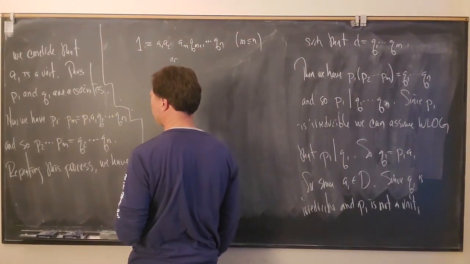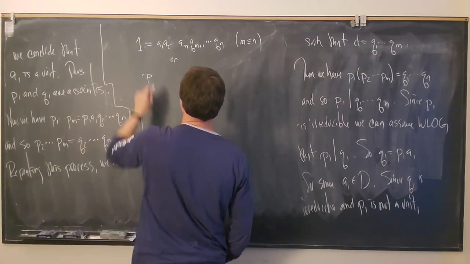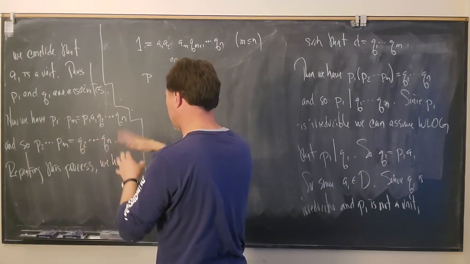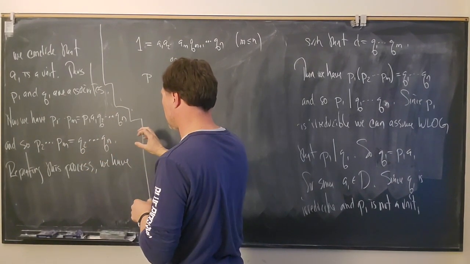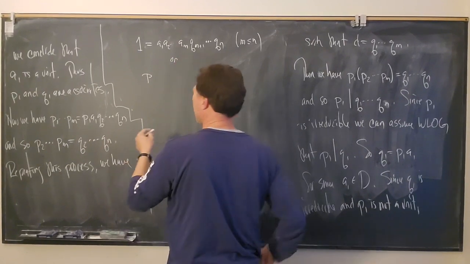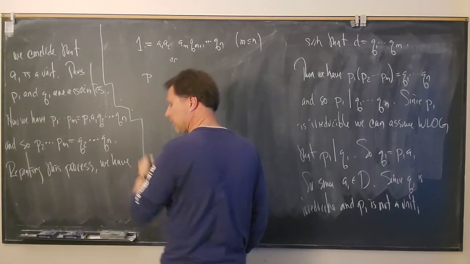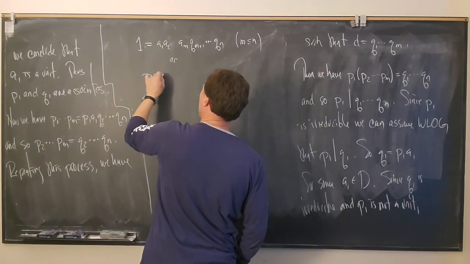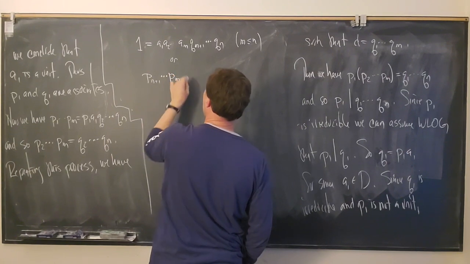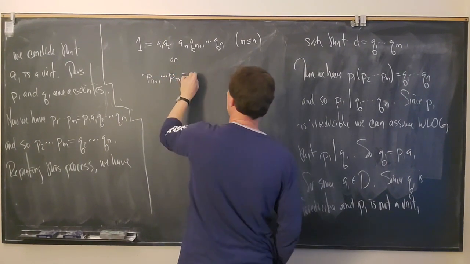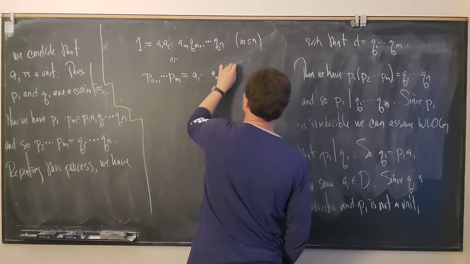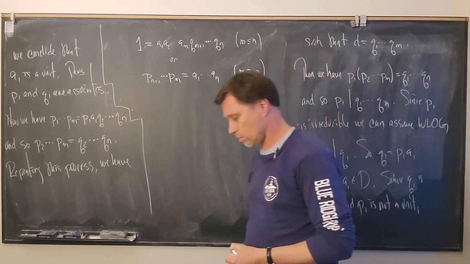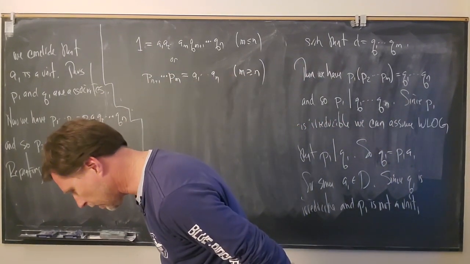Or if we canceled off all the Q's, we would have P. Or if we cancel off when we run out of Q's, then we'll have just A's, A1 through AM, I think. So P, what's my index here? Oh, P sub N plus 1 dot dot dot to P sub M equal to, and then we'll just have A1 up through AN over here. This would be in the case that M is greater than or equal to N.